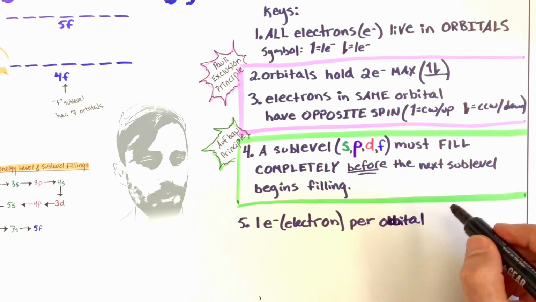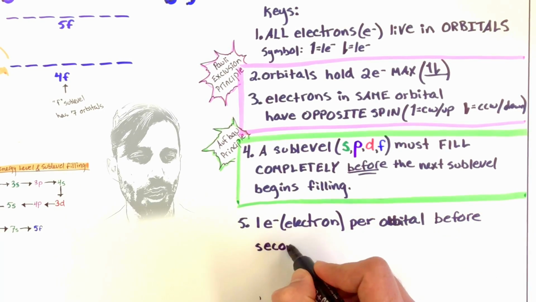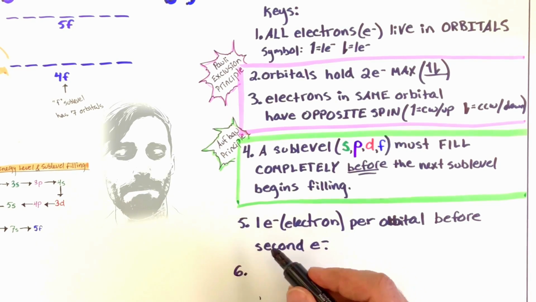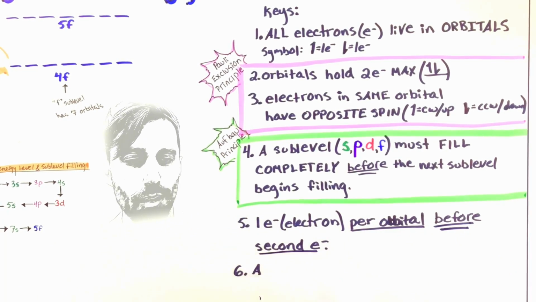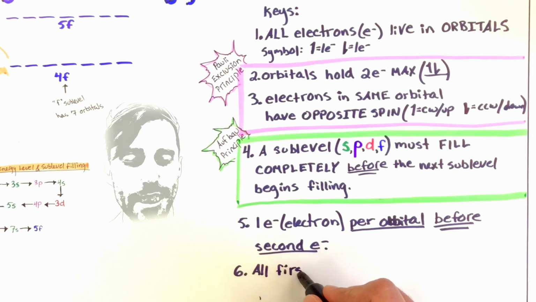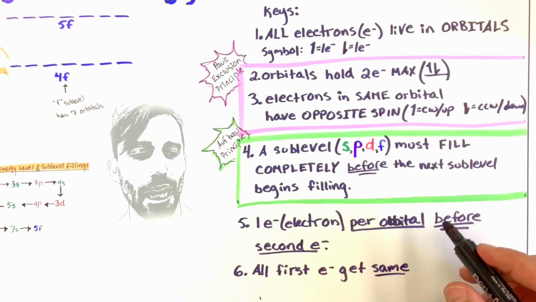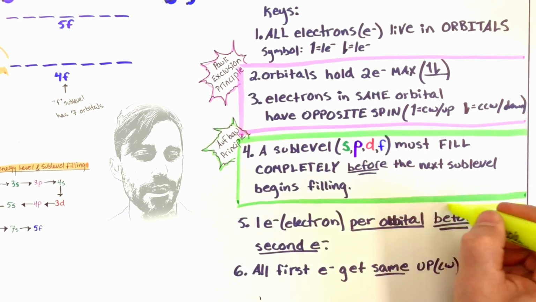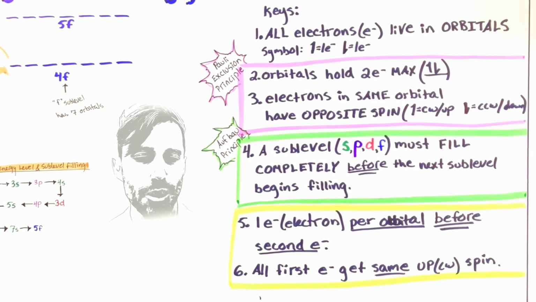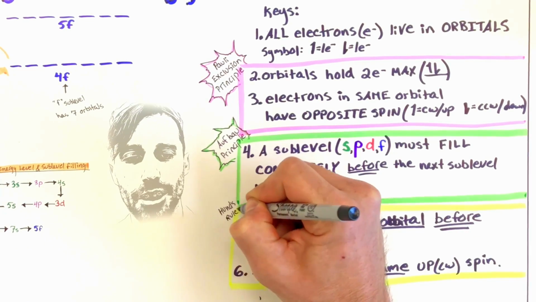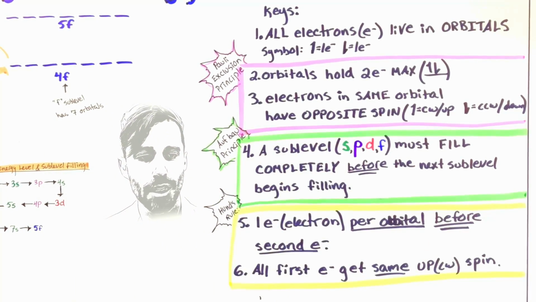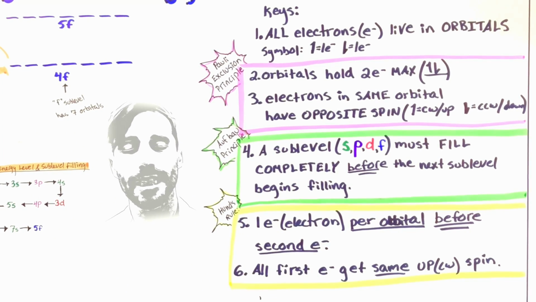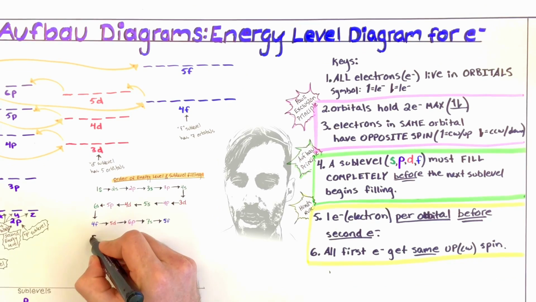Number 5, 1 electron per orbital before the second electron. So say you're in the P sublevel. There's 3 orbitals. Each one of those 3 orbitals is going to get an electron before the second electron goes in. And then rule number 6, all first electrons get some up spin. So whenever you're putting that first electron in, you need to do an up spin. And that's Hund's rule. So 1 electron per orbital before the second electron, and all those first electrons get the same upward spin.